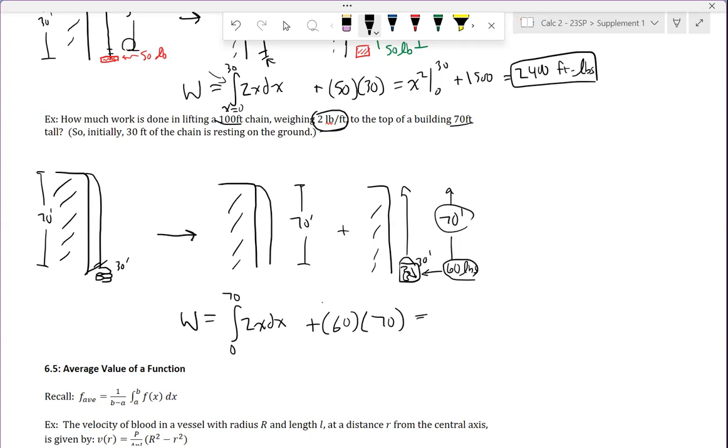Or this is going to give me x squared from 0 to 70, or 4,900, plus 4,200. And that's what, 9,100 foot-pounds.